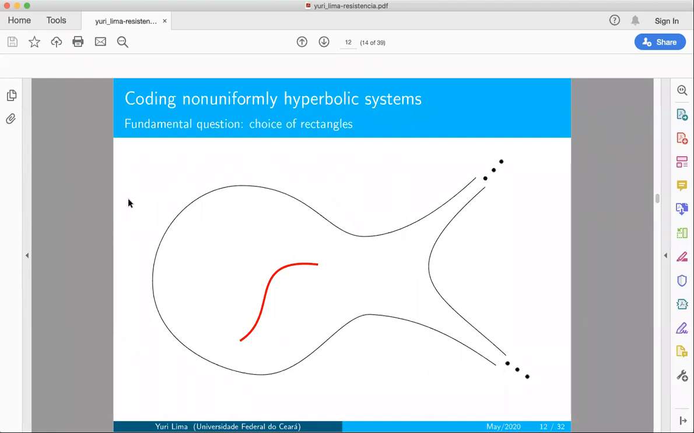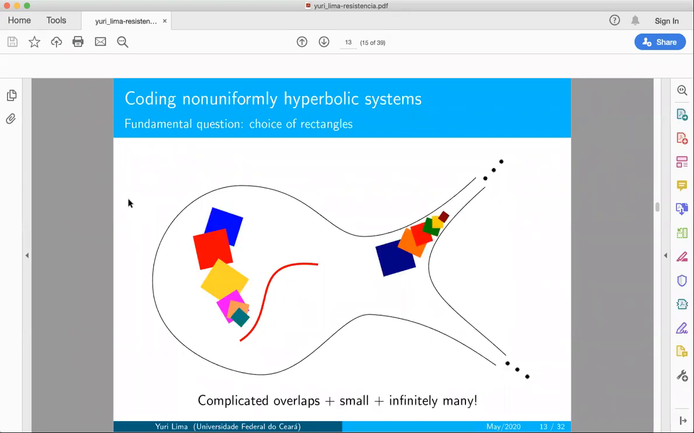So the presence of these two difficulties, one given by the geometry, the second given by the dynamics, show that unavoidably the choice of rectangles to cover your phase space, which is actually the fundamental question to construct a Markov partition, unavoidably these rectangles are going to be somewhat like in this picture. So the rectangles are going to be of very distinct sizes. Some of them will be very small. The overlap among themselves will be very complicated to handle.